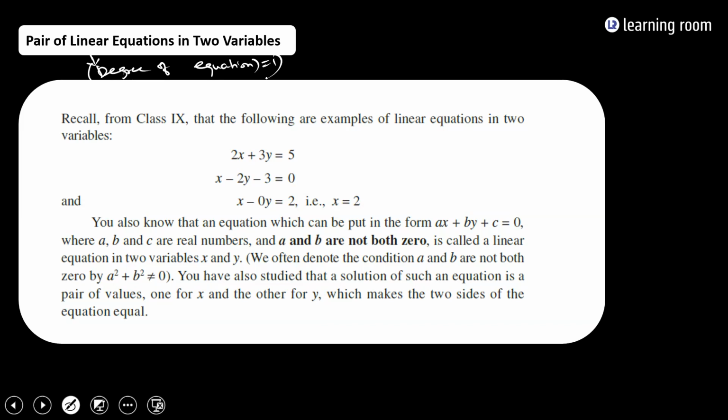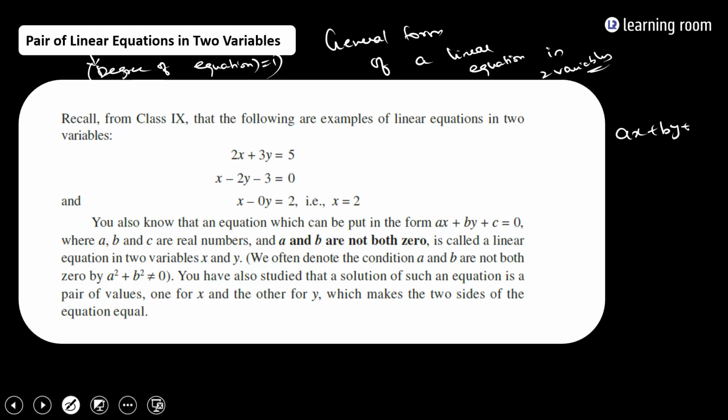Can you give me the general equation of a linear equation in two variables? How is it generally represented? General form of a linear equation in two variables: ax plus by plus c. If I write only ax plus by plus c, it will become a polynomial. If I equate it to 0, it becomes a linear equation, right? So it's a linear equation in two variables where a, b, c are said to be the constants and x and y are said to be the variables.